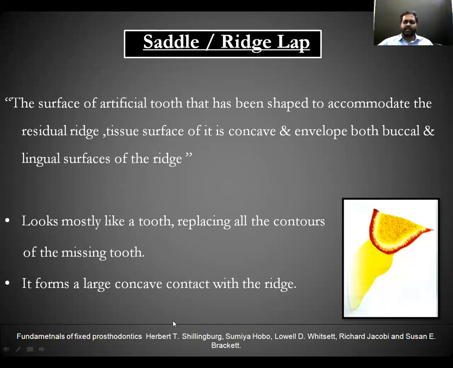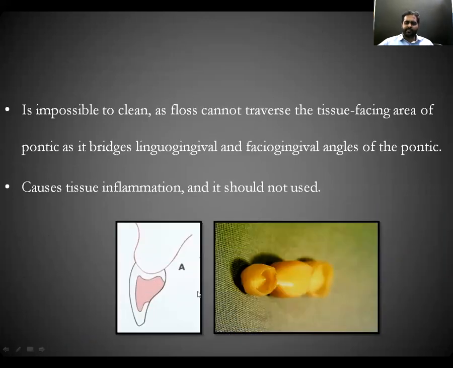The only difference between ridge lap and the modified ridge lap is the position of the contact, because the ridge lap covers all the areas from buccal to lingual. It is very difficult to clean in this area, so the floss will not go beyond the tissue-facing contact area. That's why it is difficult to maintain, and it can cause inflammation.